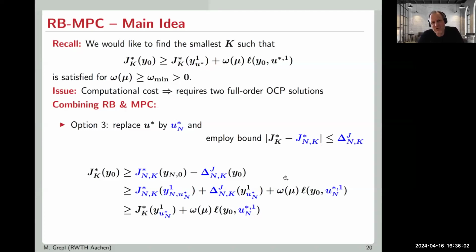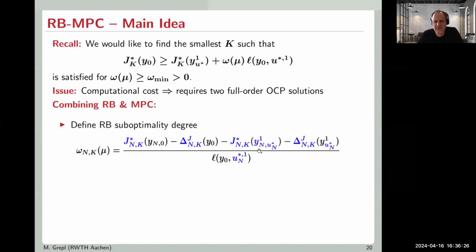And in a sense, what we do is we consider a worst case of the relaxed dynamic programming inequality by using our error bounds on the cost function. And from this middle inequality here, we can define a new suboptimality degree, omega. So we simply bring those two terms on the left-hand side and divide by L. And if we do this, we obtain a reduced basis suboptimality degree, which contains, again, the value functions and the error bounds, in a sense, a worst case of the optimal value function.